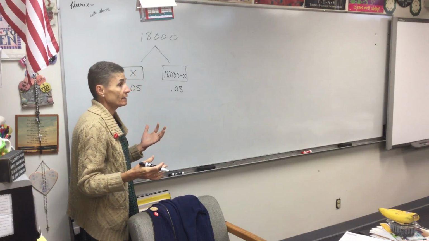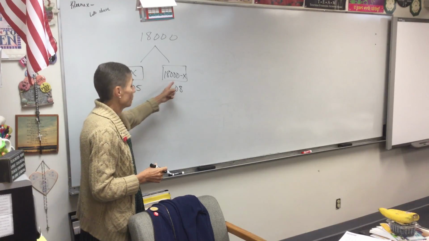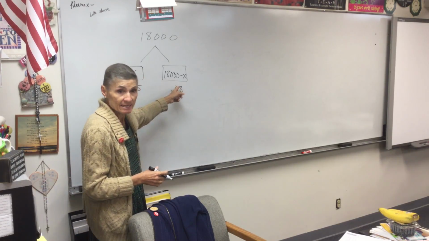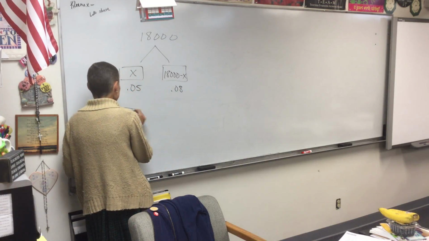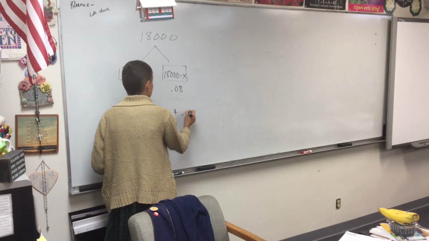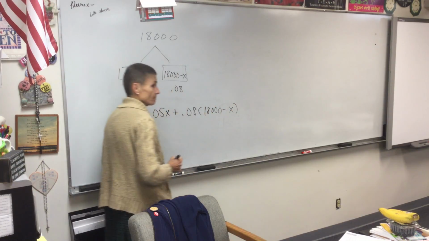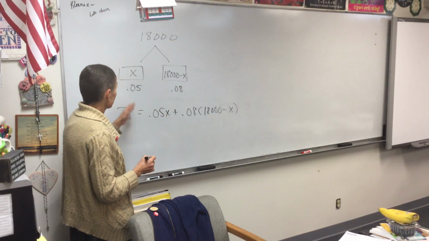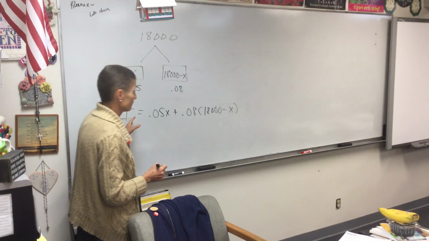Think about it for a minute. If she put $4,000 here, how much would be here? 14, because you take 18 minus what you put here. So the amount of interest that she earns would be 0.05 times X plus 0.08 times (18,000 minus X). So there's your little equation that's going to help you find out how much interest.